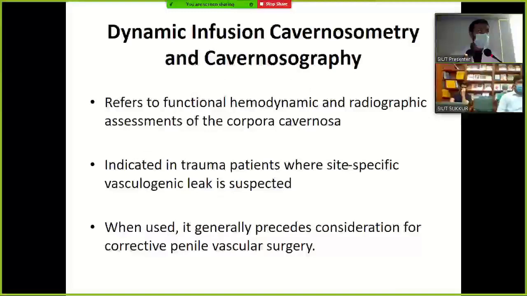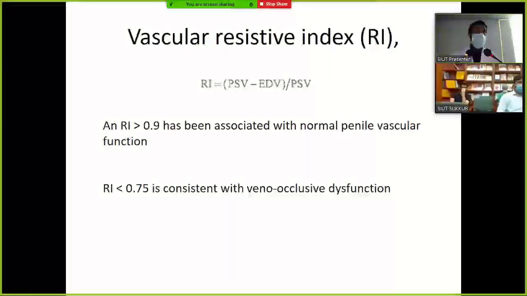So if someone has these three tests which we have just discussed, intracavernosal injection and stimulation, duplex, and resistivity index, if they are all normal, what does that mean? The patient still has ED. Psychogenic? No. Dr. Naseem? These tests are used to evaluate what? Which system? Vascular system, right?